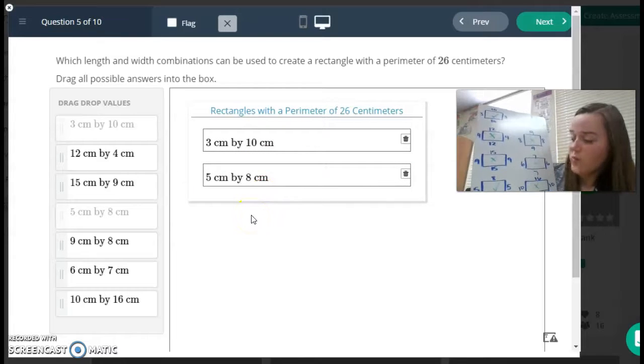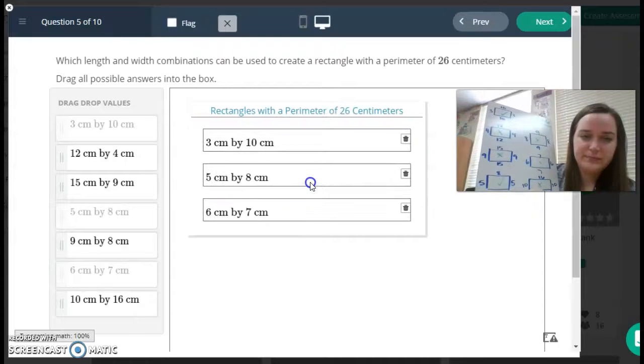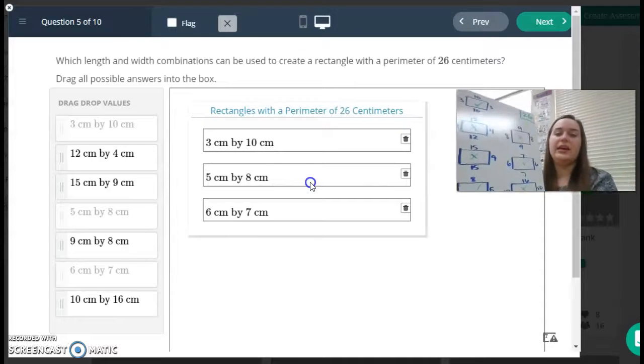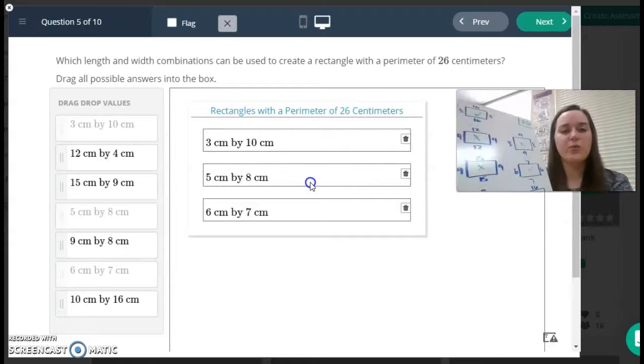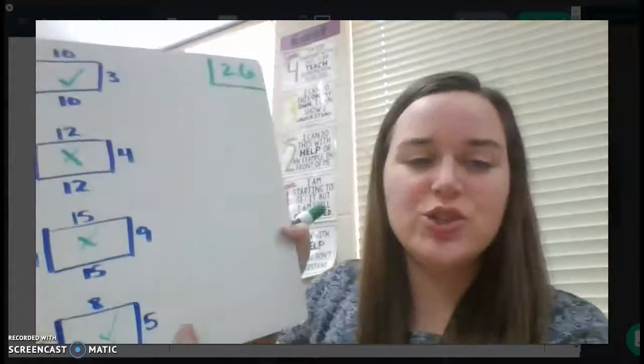And then we had one more that worked. That was the 6 and the 7. Okay, I want to show you one more way that you could solve this that might be a little bit easier or faster for you. Okay, so this is a shortcut way.